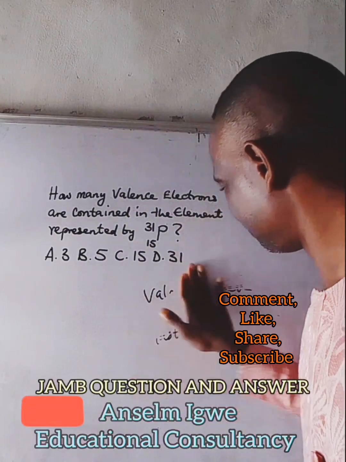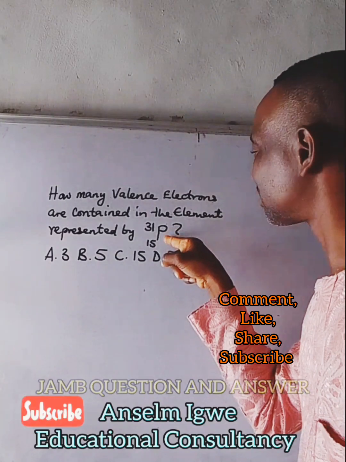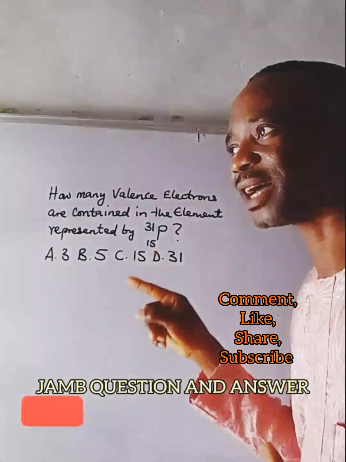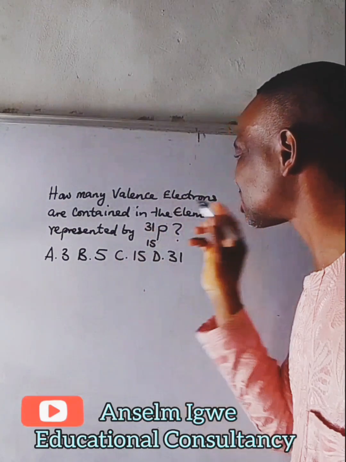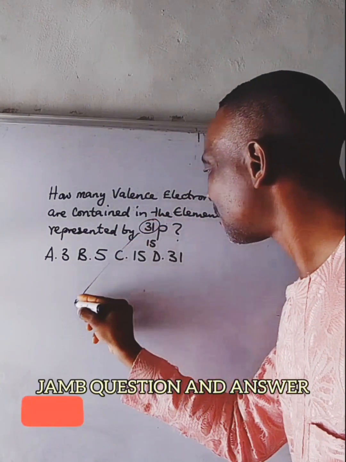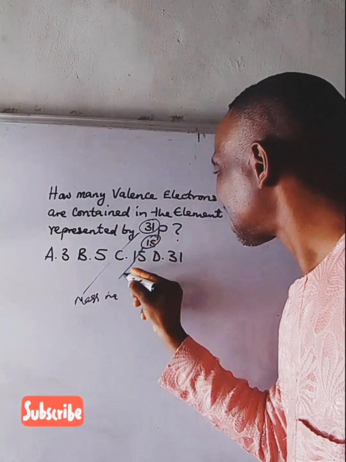Now, P is an element. Whenever you see an element represented with a number up and a number down, know that it is the atom of that element. The number up is the mass number, while the number down is the atomic number.